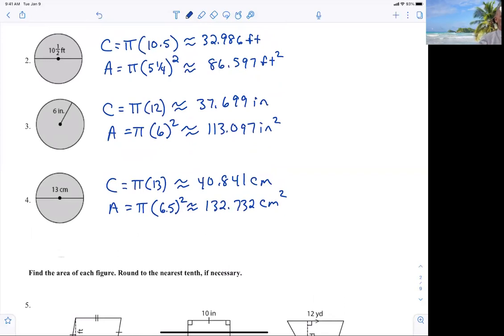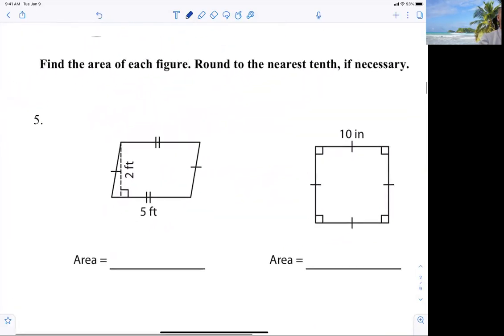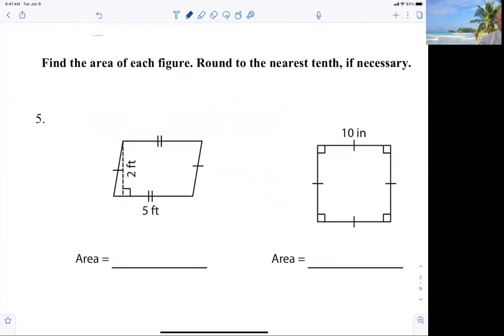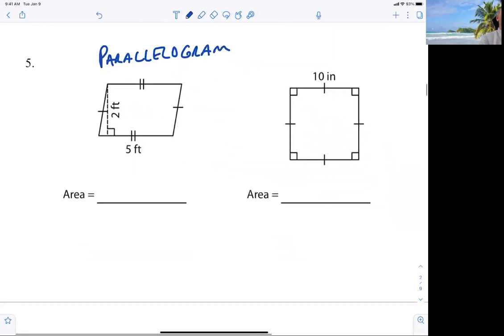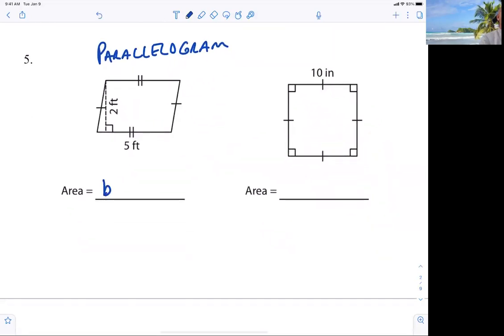Okay. Jolie, what is number 5 called? What is that shape? That's right. Say it. Parallelogram. So I want everybody to write parallelogram. And what's the formula for area of a parallelogram? That's right. Base times height. And so what's the area here? That's right. 10 what though? Yes, 10 feet squared.